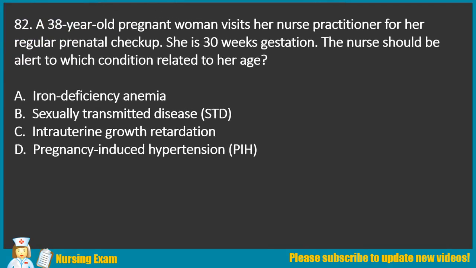Question 82. A 38-year-old pregnant woman visits her nurse practitioner for her regular prenatal checkup. She is 30 weeks gestation. The nurse should be alert to which condition related to her age? A. Iron deficiency anemia. B. Sexually transmitted disease, STD. C. Intrauterine growth retardation. D. Pregnancy-induced hypertension, PIH.